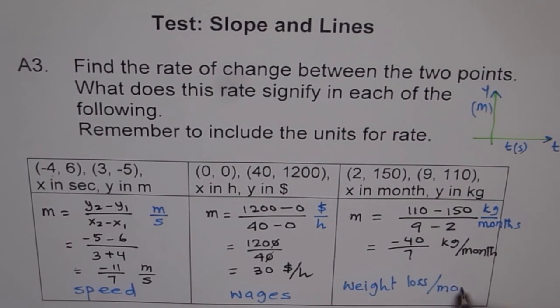Per month, right? So that is how this application problem is. And I hope you understand the concept where we are going, right? We're trying to relate that rate is also a slope. A slope can signify rate, and rate has got real life meaning, right? And in application problems, you'll be doing many questions like this.